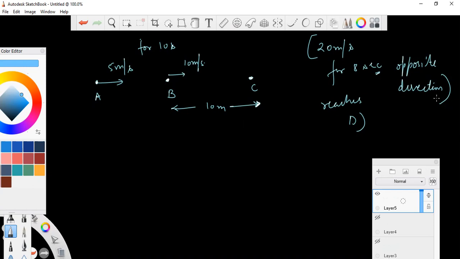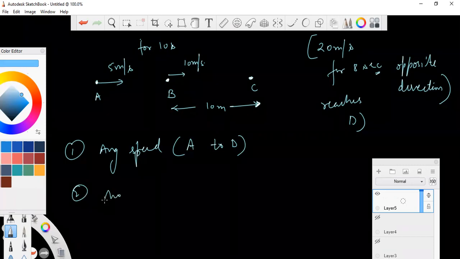So I don't know where the point D will be. You have to figure that out. So you have to figure the location of point D and then you have to find the average speed for A to D, and you have to find the average velocity for the same A to D, sorry, not B.